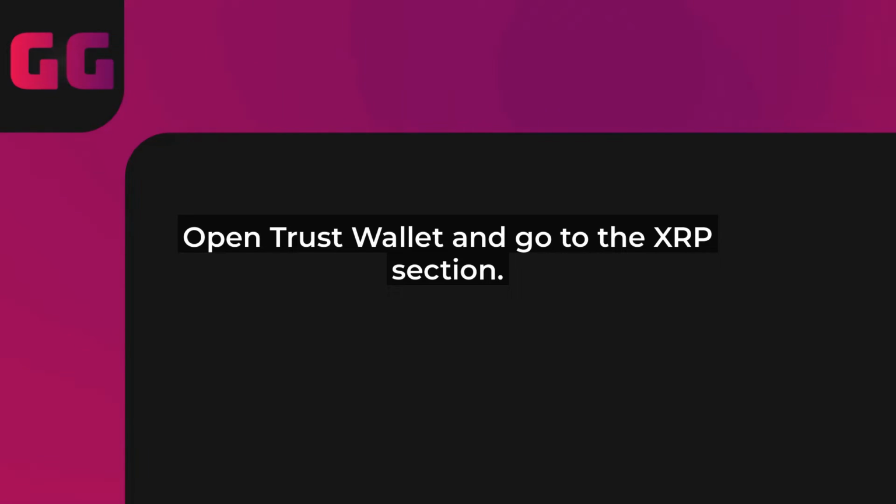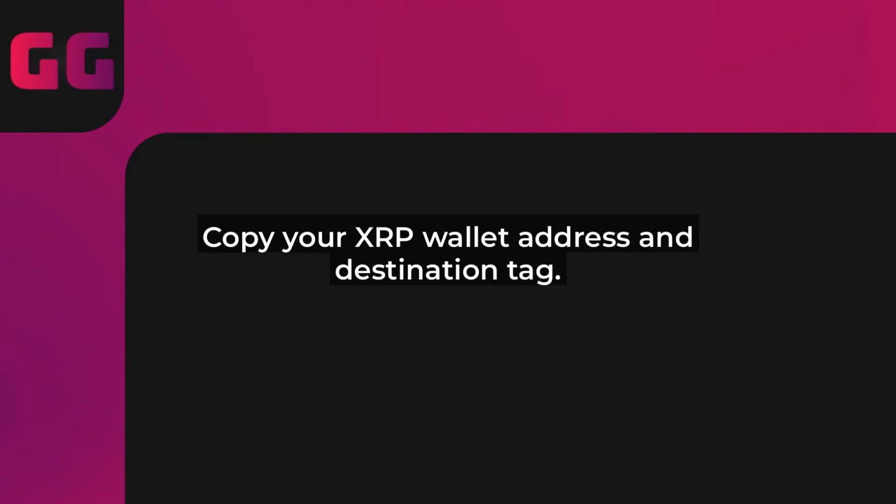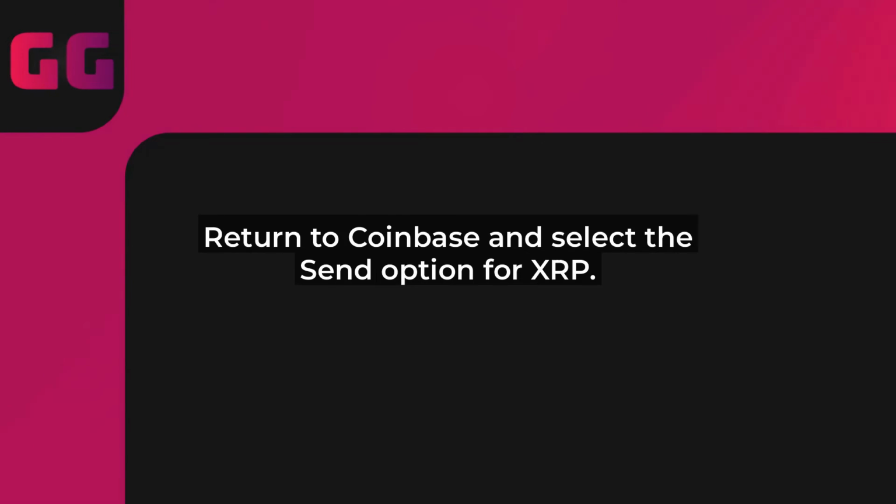Step 2. Now, switch over to your Trust Wallet app. Go to the XRP wallet by searching for it in the app. Trust Wallet supports a ton of coins, so it's easy to find. Once you're there, tap on the Receive button. This will generate a unique wallet address and, importantly, a destination tag. Don't skip the destination tag. It's crucial for XRP transfers to ensure your funds go to the right place.